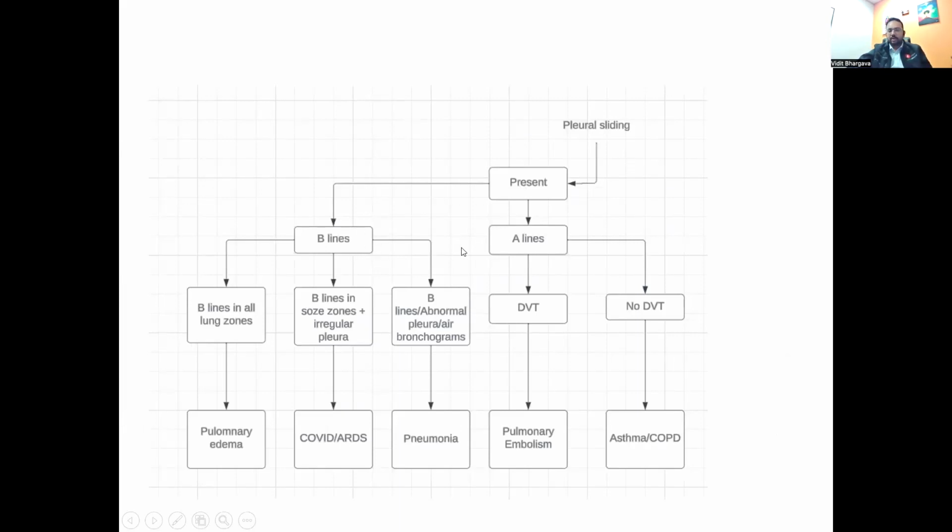B lines or do you predominantly see A lines? And as we noticed, there was just the right anterior zone, which had a few A lines, but for the rest of the lung exam, there were predominantly B lines present. So I'm going to eliminate this part of the systematic approach, which would get rid of disease processes like asthma, COPD, pulmonary embolism.